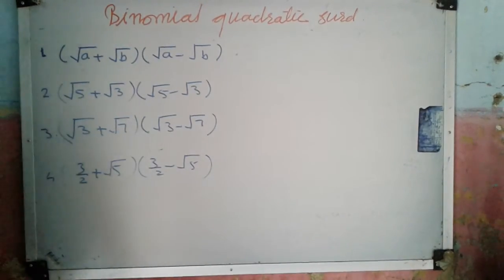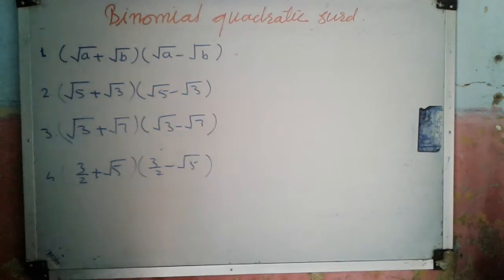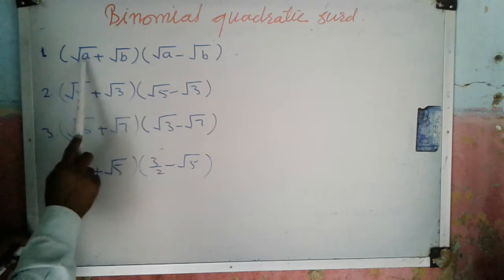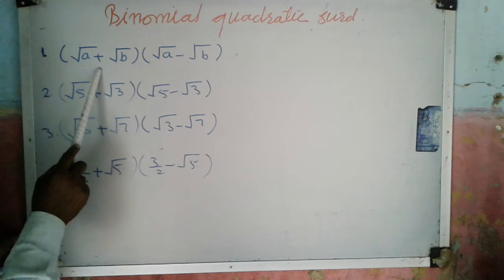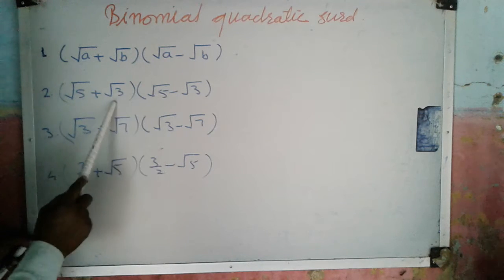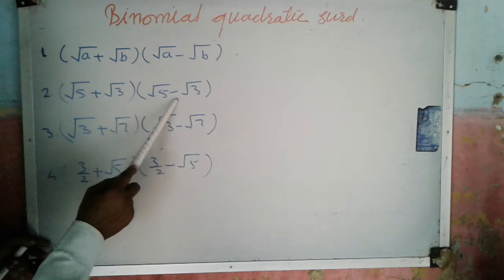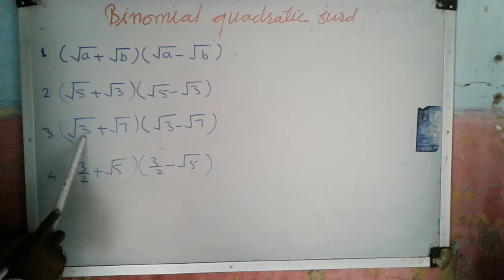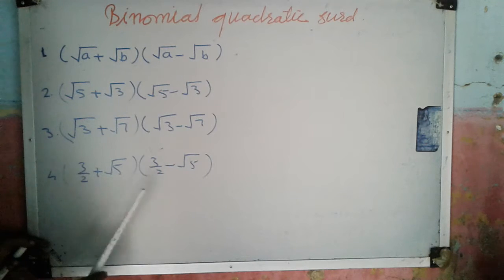Now we will study these examples. In each example here, in first bracket and second bracket, terms are same, but in first bracket there is addition and second bracket is subtraction. Here also terms are same, root 5, root 3, but in first bracket it is addition, in second bracket subtraction. So here also terms are same, root 3, root 7, but here addition, subtraction. Here also terms are same.